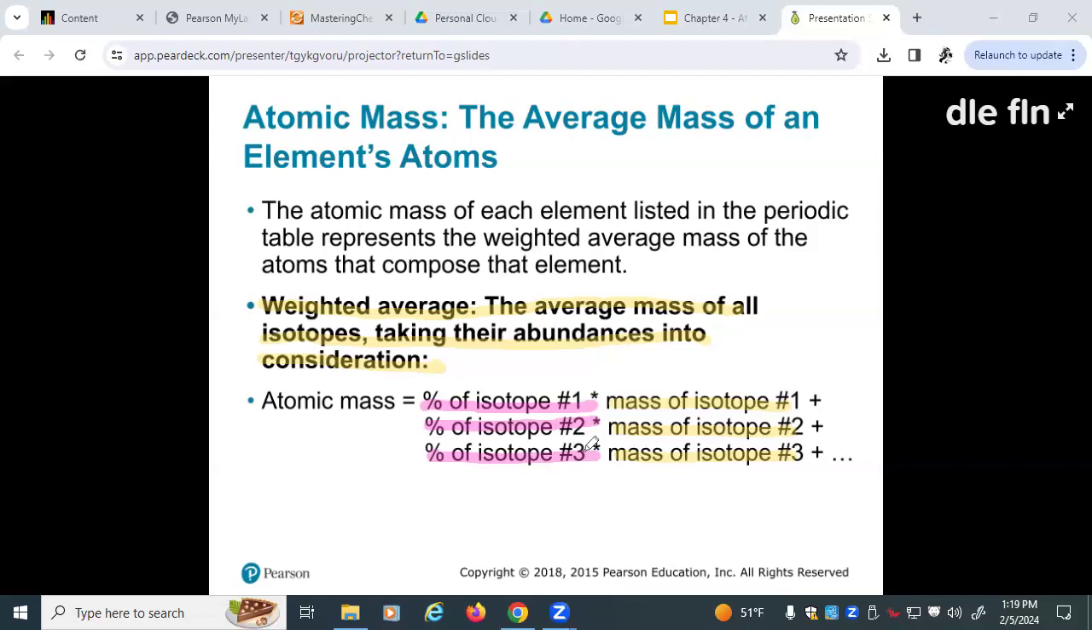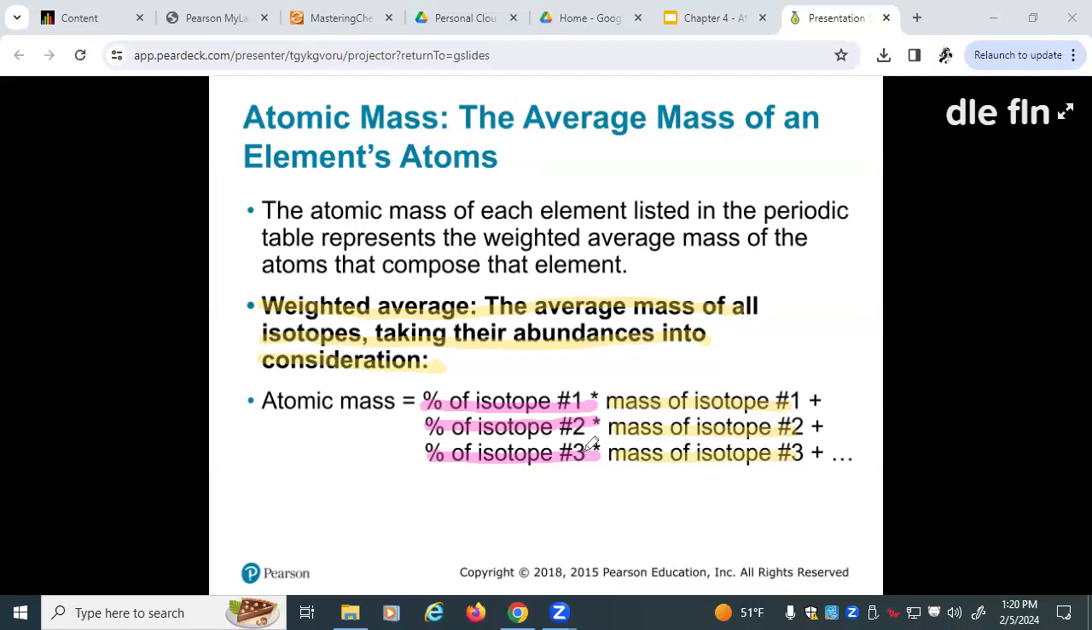So, for example, carbon. Carbon has three well-known isotopes: carbon-12, carbon-13, and carbon-14. Those are the three most common isotopes of carbon. Now, those three isotopes are not present in the same amount. In fact, carbon-12, which is the most common form, accounts for nearly 99% of all the carbon on planet Earth. And carbon-13 represents almost all the 1% that is left. Carbon-14 represents a fraction of that 1%.